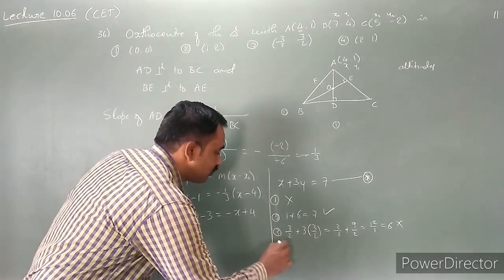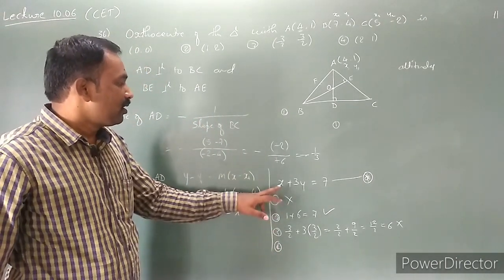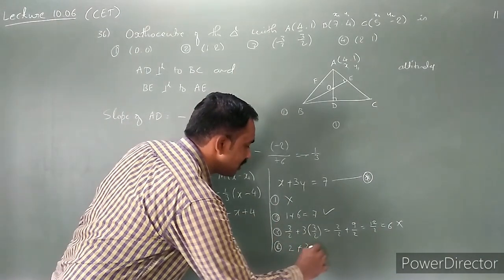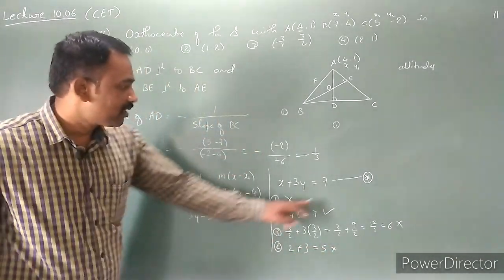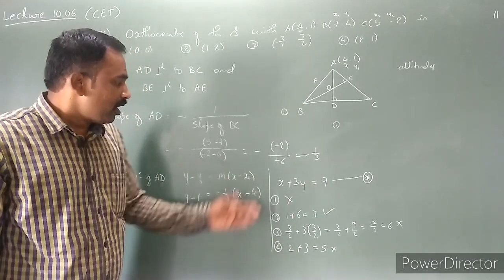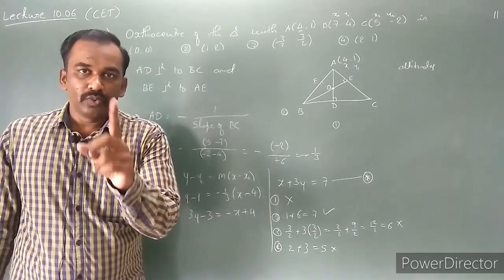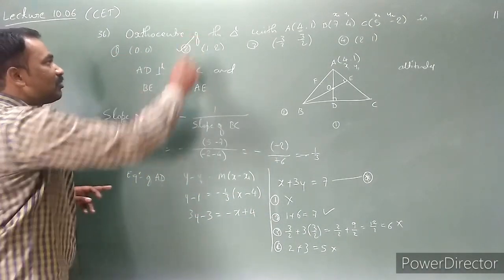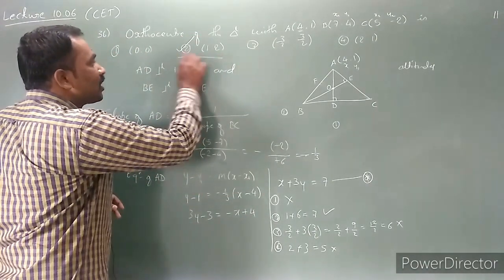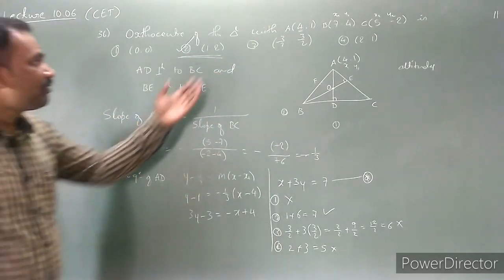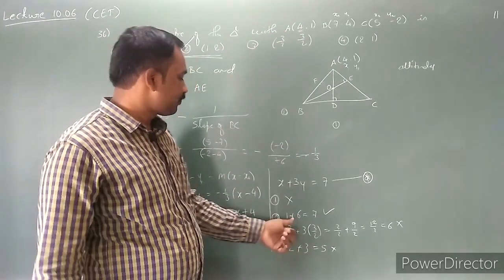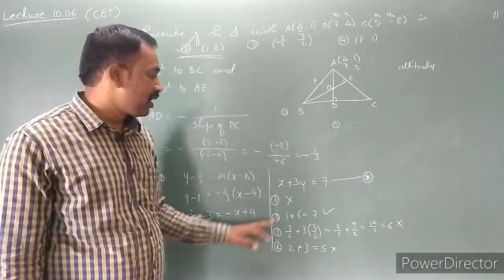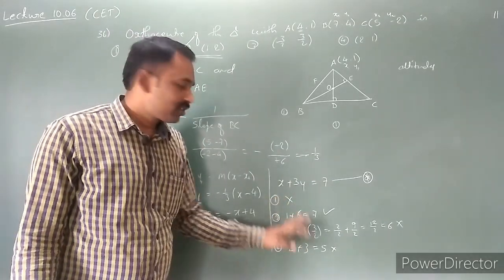Fourth option. What is the fourth option? 2, 1. X value is 2, Y value is 1. 2 plus 3 is equal to 5. Is it satisfied? LHS equal to RHS? No. Out of the 4 options, only one option is going to satisfy, which is the second option. Therefore, the required orthocenter of the given triangle is what? 1, that's our answer. So you can think this is for the CET purpose.